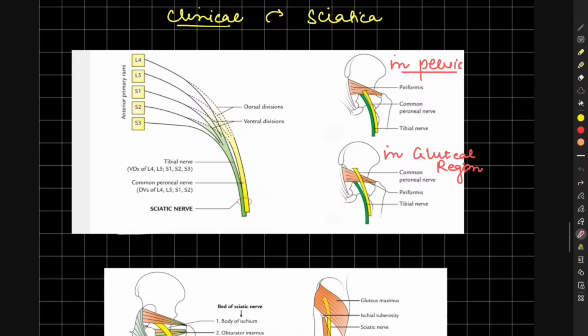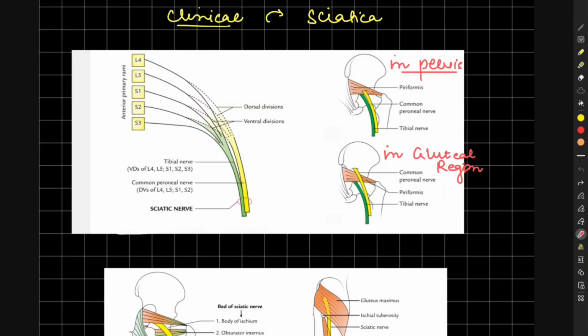Talking about the course of the sciatic nerve, the course can be divided into three parts: first in the pelvis, then in the gluteal region, and then in the thigh region. Now talking about the pelvis, in the pelvis the sciatic nerve lies in front of the piriformis muscle.